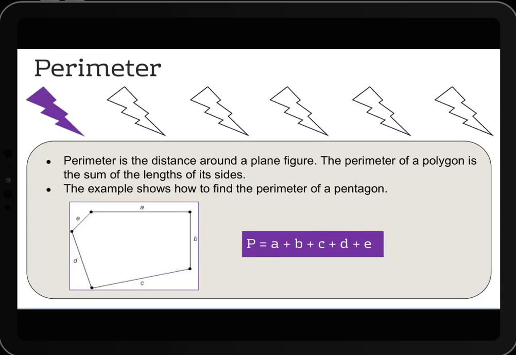So to start off with perimeter, the perimeter is the distance around a plane figure. So the perimeter of a polygon is the sum of the lengths of the sides. And the example below demonstrates how you might write out what the perimeter is. It is the sum of A plus B plus C plus D plus E. And remember that right there is a pentagon because it has 5 sides and it's a polygon.